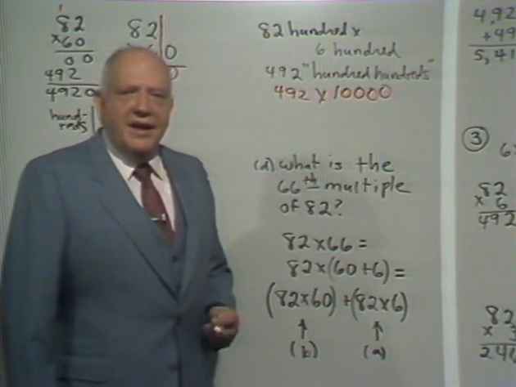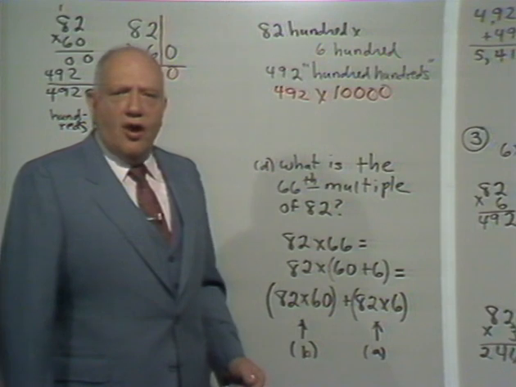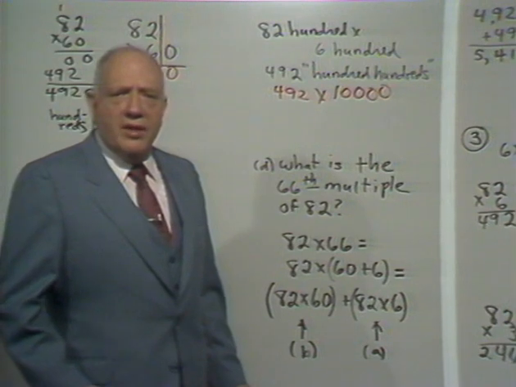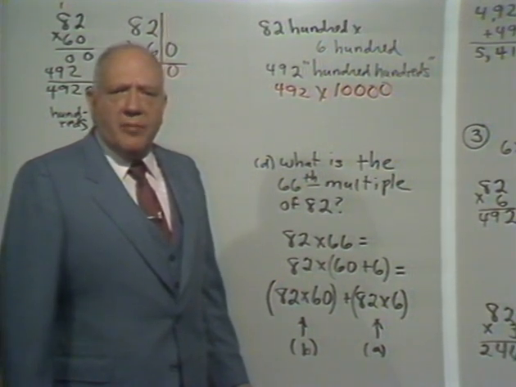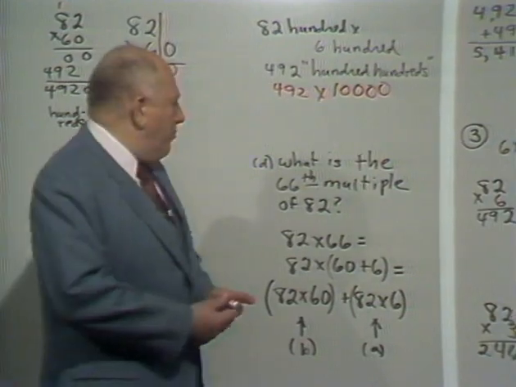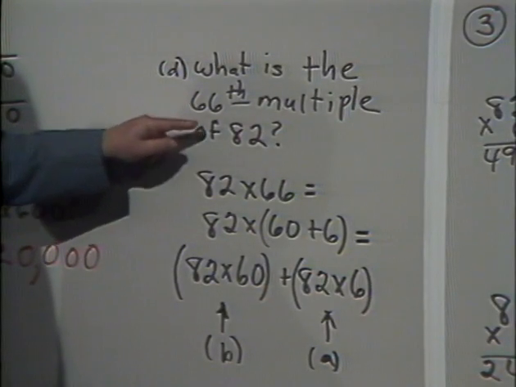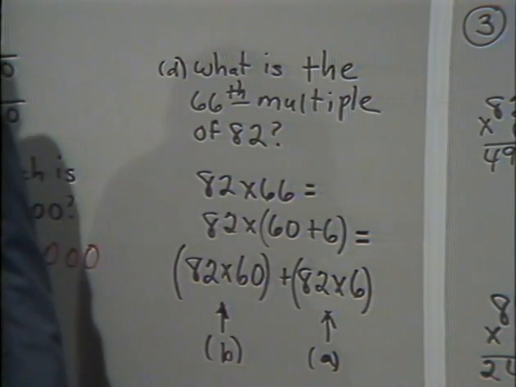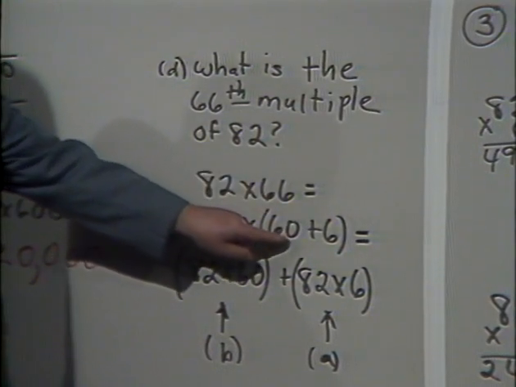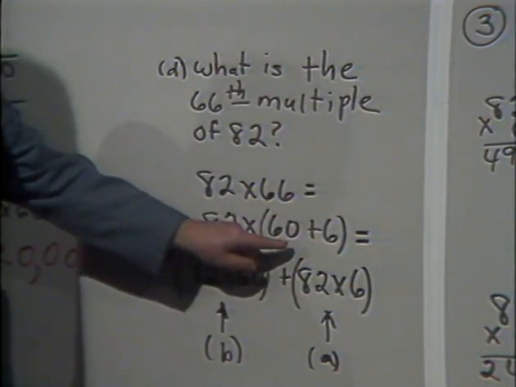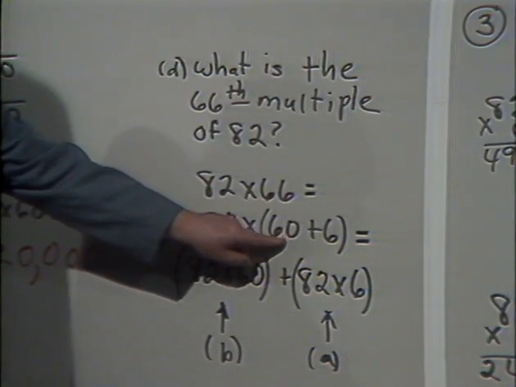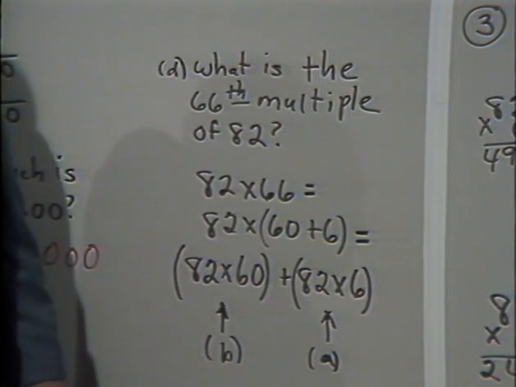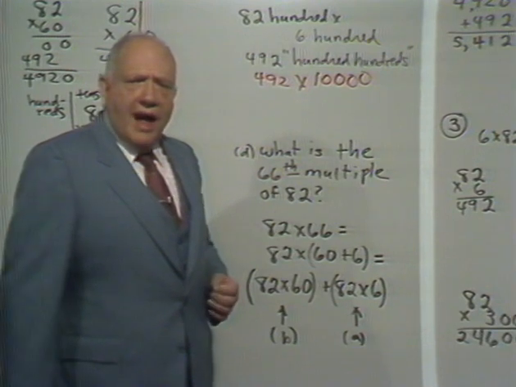Now, part D is designed to do 2 things. It's designed to show us, first of all, how a more complicated problem can be a combination of 2 simpler problems, and also to show us how the distributive property works when we deal with multiplication. Part D asks us, what is the 66th multiple of 82? In other words, if we were counting by 82s, what is the 66th number we'd come to? The thing to notice is that 66 is the same as 60 plus 6. So, in a sense, this says what? If you have 60 82s and 6 more 82s, altogether you have 66 82s. And by the way, that's not just true for multiplication, that's true in general.